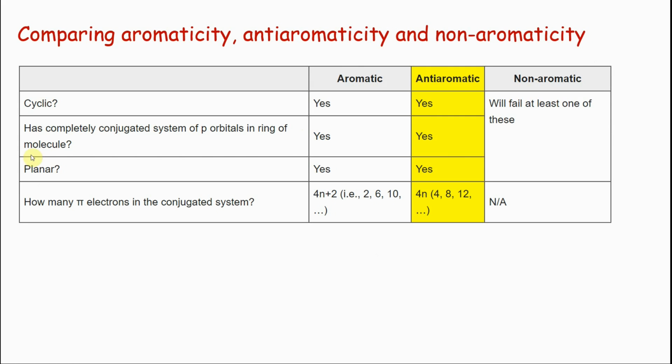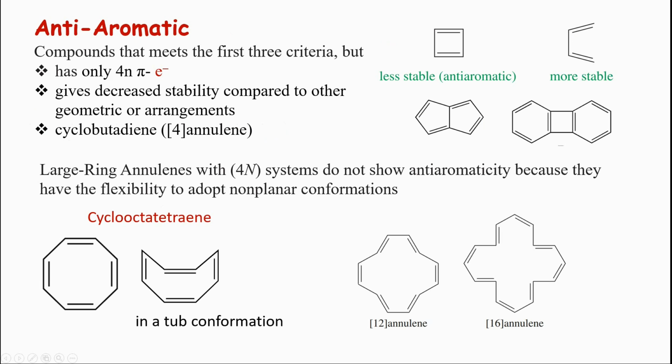Here is a summary. So is it cyclic? Aromatic, anti-aromatic: first I said three conditions must be obeyed. If any one of these three is not obeyed, it becomes non-aromatic. So it must be cyclic. Okay. Completely conjugated system of p orbitals, alternate single and double bonds must be there. Planar it must be. Correct? So in these, what is the option that was violated in these three?